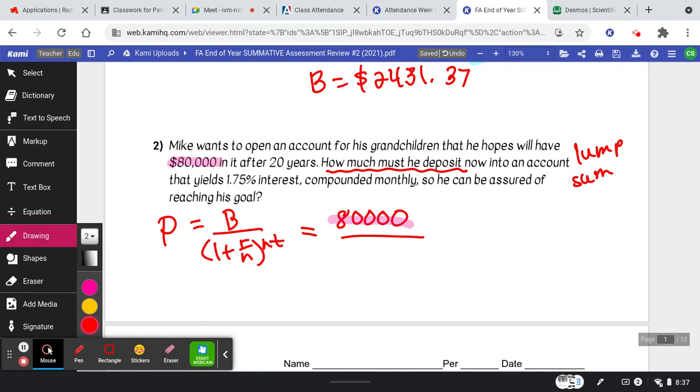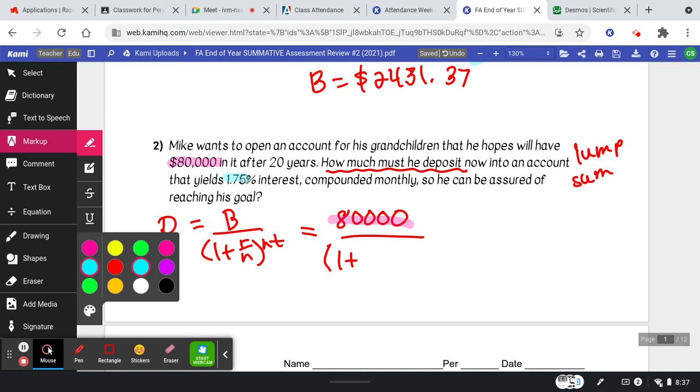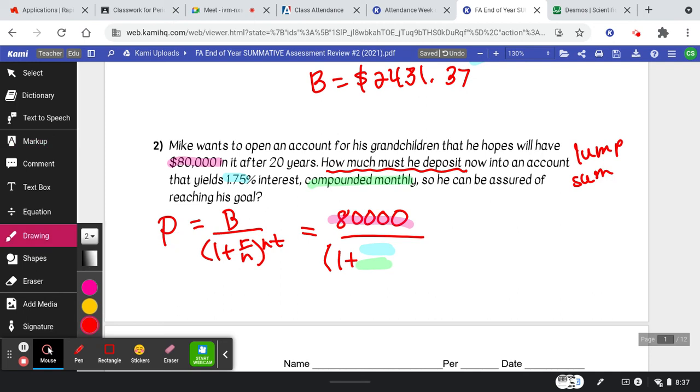Okay, next it says over 1 plus the rate. This time, what am I going to plug in for that rate? Okay, good. So you said 0.0175, and technically you don't need the first 0, but you could say it. And then compounded monthly, how many times a year does monthly happen?